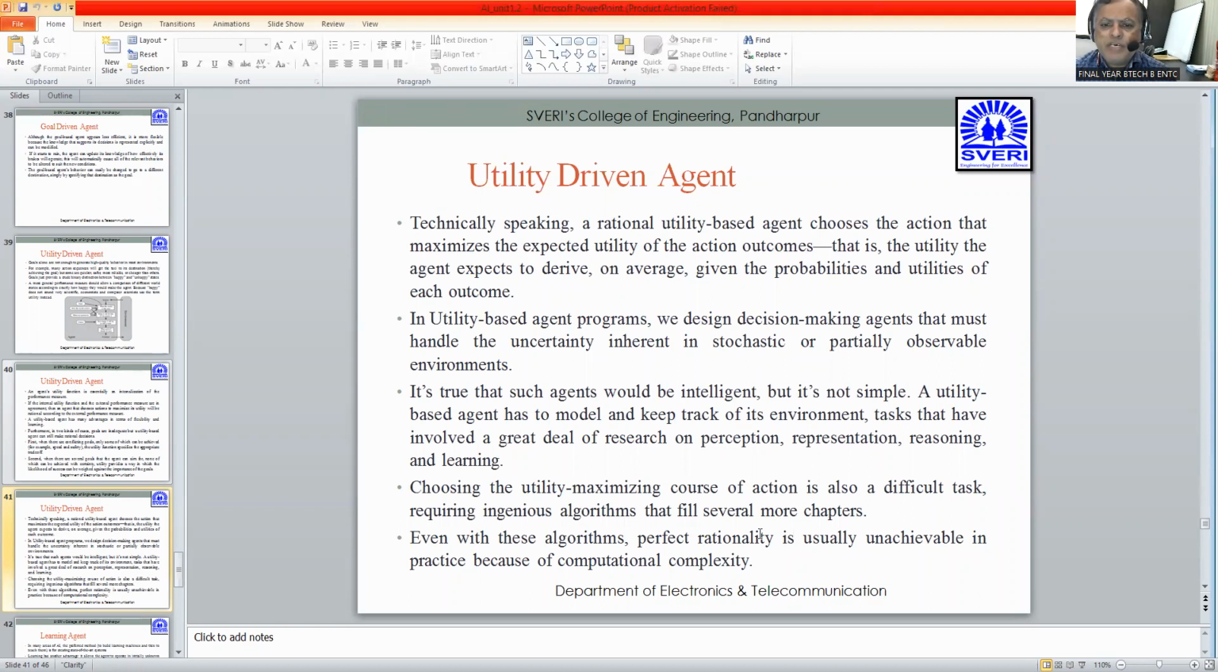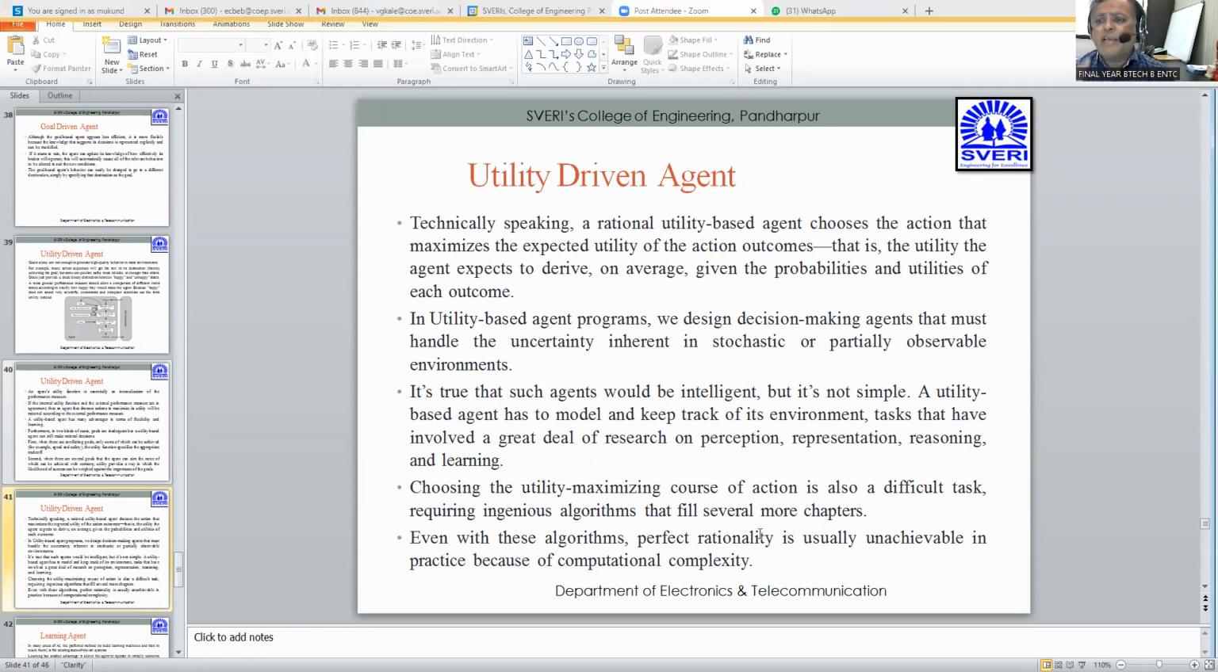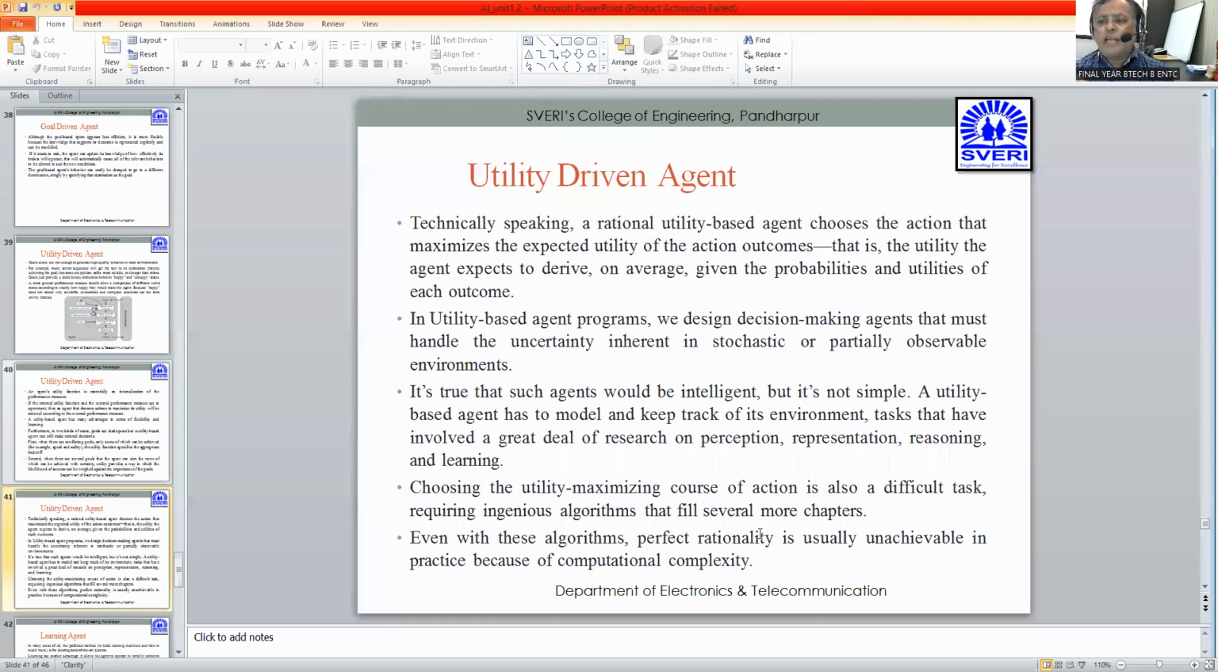In utility based agent programs, we design decision making agents that must handle the uncertainty inherent in stochastic or partially observable environments. Now what happens is that there are certain things in place and you can reach the destination, but suddenly, if something uncertain happens in between, like I said, if my taxi is going and I say that it should go with the speed of 100 kilometers per hour, now everything is planned accordingly. The taxi is going, I am sitting there, the destination is also locked, everything is perfect.